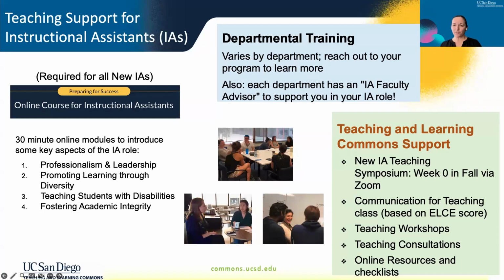Your department hopefully also has some great departmental training for you as an IA. Each department has a really fantastic role called an IA faculty advisor. And so that's a faculty member who is there as sort of a bridge for you, a contact for you to reach out to about questions. They can't necessarily help you get an IA position, but once you're in that role, they're a great liaison, a great contact for you to have as you're trying to develop as an instructor.